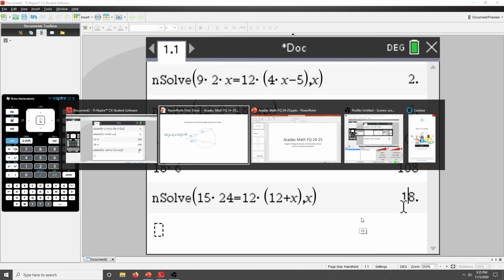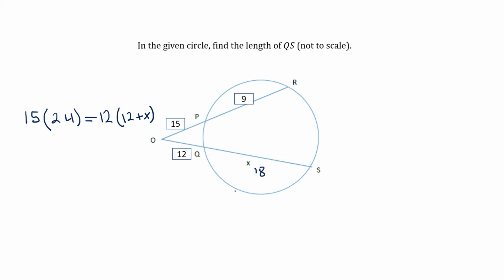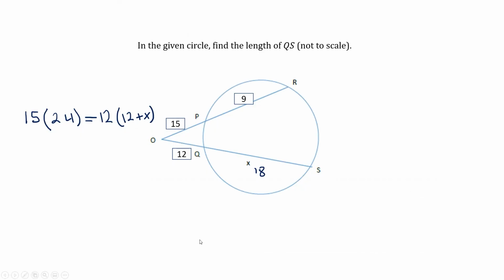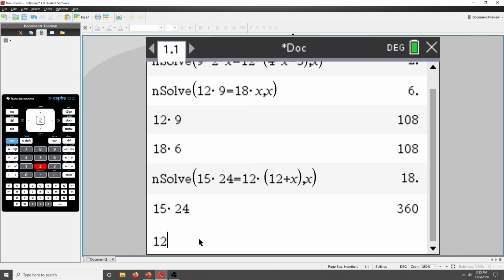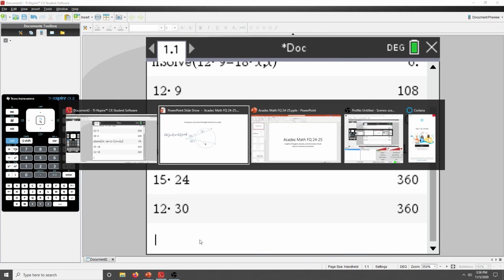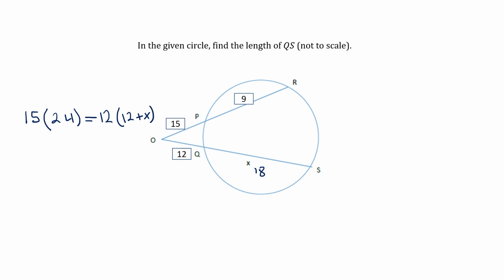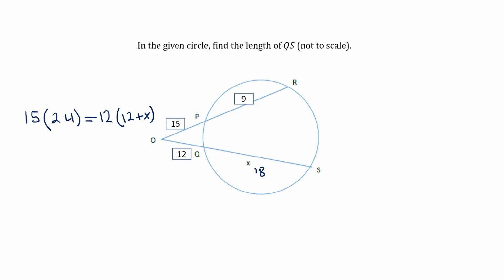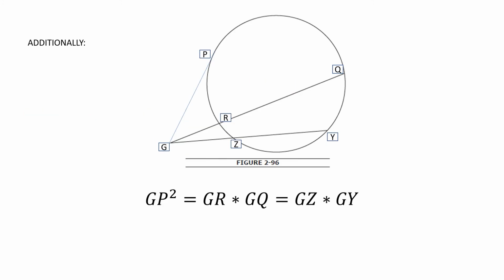So we found that x equals 18. And just to prove a point, 15 times 24 equals 360, and 12 times 12 plus 18, which is 30, is also 360. So just to prove that the property is true, at least for this made-up circle that we made, again, go take a circle, split it up into parts, do whatever. I only did one for this one because, you know, essentially it's very similar to the other one.